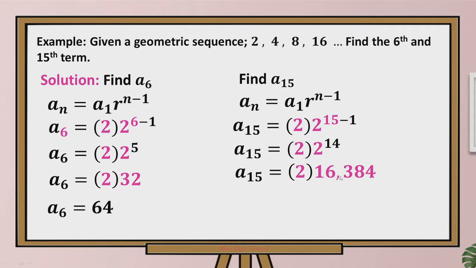And then 16,384 times 2, the result is 32,768. So this is our 15th term. And like what we did earlier, we can check, but 15 is already farther along. But we are sure of this answer because we are using this function.